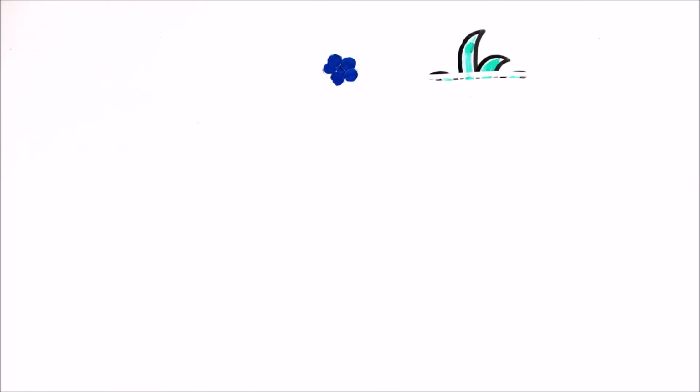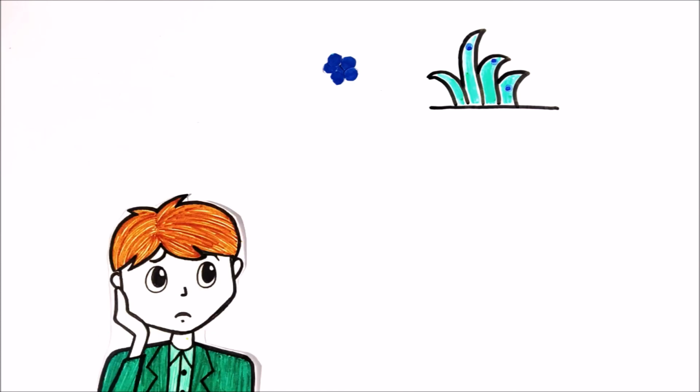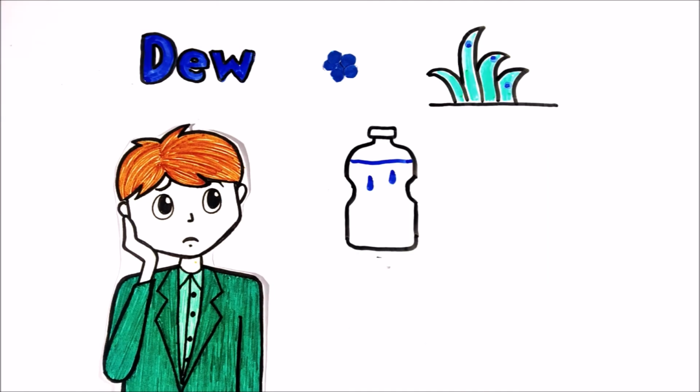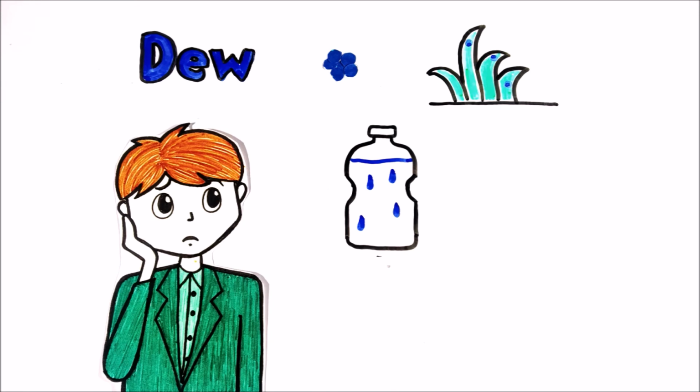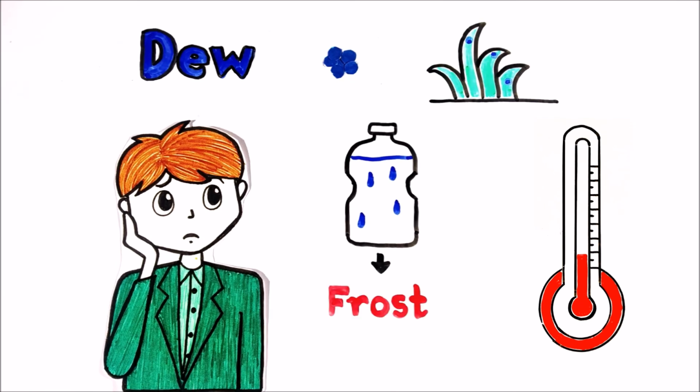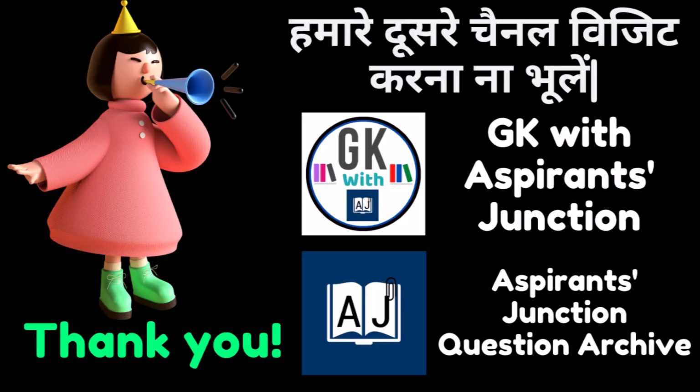dew. The water droplets on the grass during winter mornings are nothing but dew. The phenomenon of dew is not limited to winters only. Actually, whenever water vapor condenses on any surface, it is known as dew. The water droplets on the bottle which you just took out from the fridge are one such example. But if the temperature is very low, these droplets can solidify into ice particles. These frozen ice particles are known as frost. So this was the whole story behind fog, mist, dew, and frost.